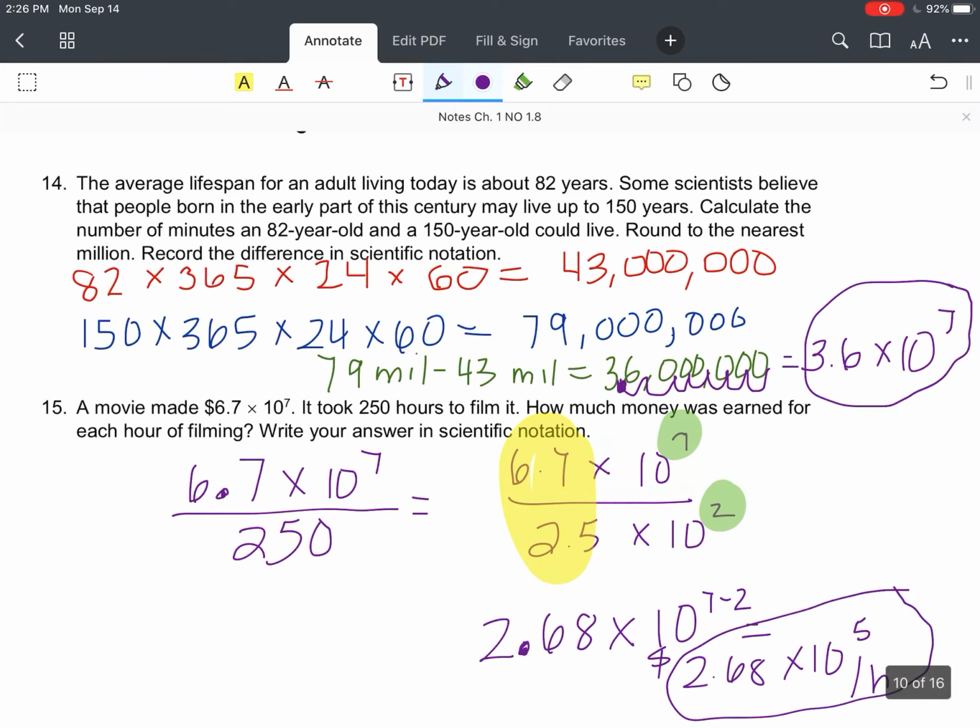All right. That's it for properties of exponents. I know this was a lot, but we're going to be practicing this and using this all the time. So hopefully it'll become pretty natural to you as the weeks and months go on. Have a great day.